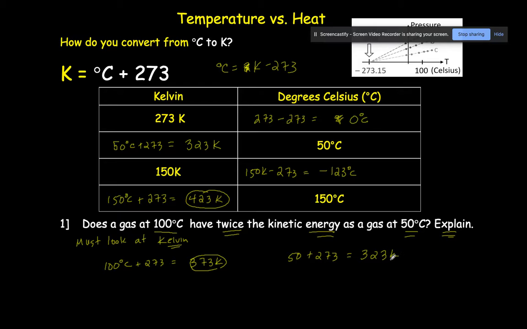So my question to you is, is 373 twice 323? And the answer is no. So no is the answer to the question. You must change to Kelvin. 373 is not 2 times 323.